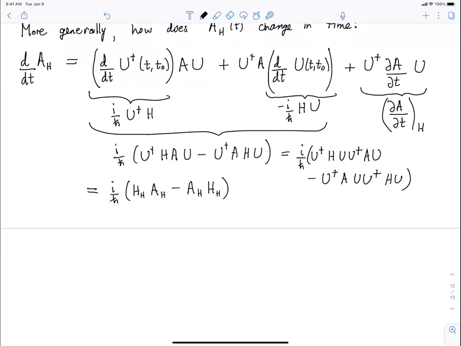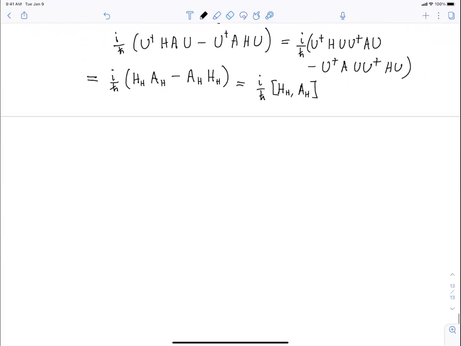So let me write it here as i over h bar times the commutator of the Heisenberg Hamiltonian. And I've got to be careful because it may or may not be the same as the Schrodinger Hamiltonian, commuted with A. So let's just put that all together and put it into a box because it's an important equation. The time derivative of the Heisenberg A operator, whatever it is, is i over h bar times the commutator of the Heisenberg Hamiltonian with it, plus an extra term, which involves the explicit time derivative of A.